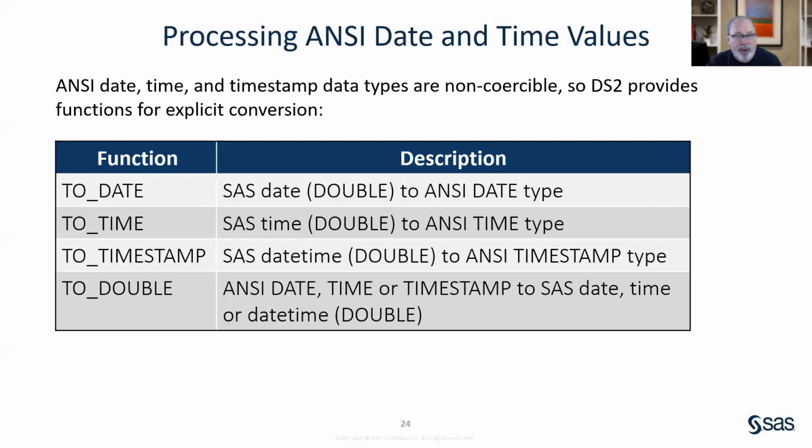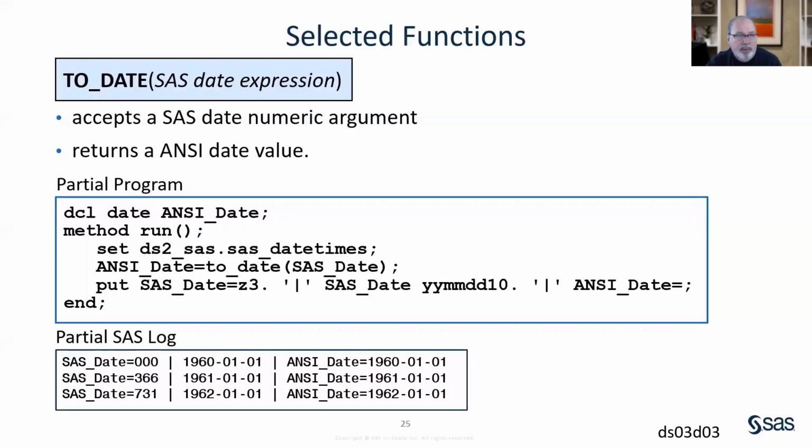And conversely, if you have a SAS double precision numeric that didn't have a format attached and you want it as an ANSI date, time, or timestamp, you can use the TO_DATE, TO_TIME, or TO_TIMESTAMP function to convert SAS values to ANSI explicitly. And here's what that looks like. The TO_DATE function accepts a single argument which must resolve to a SAS date numeric value, and it returns the appropriate ANSI date value for that. You can see here how that works.